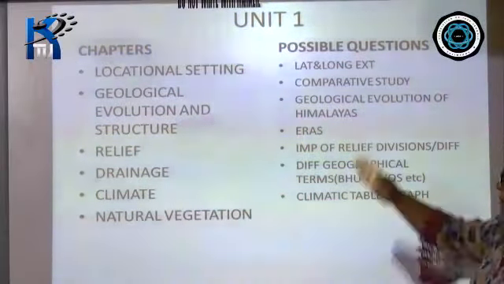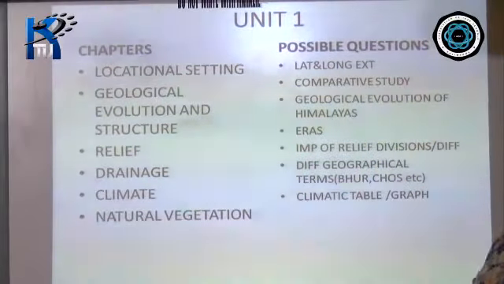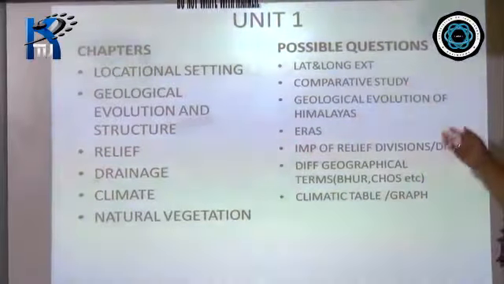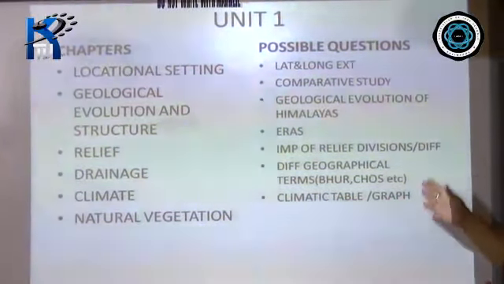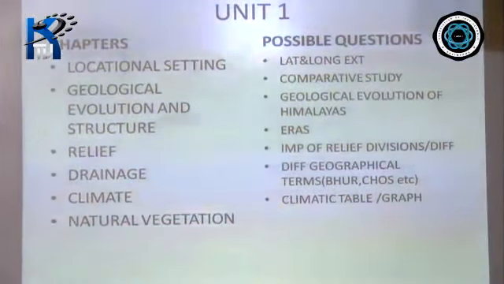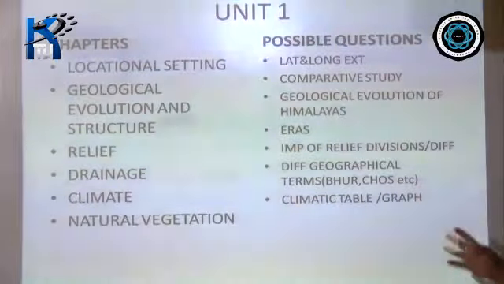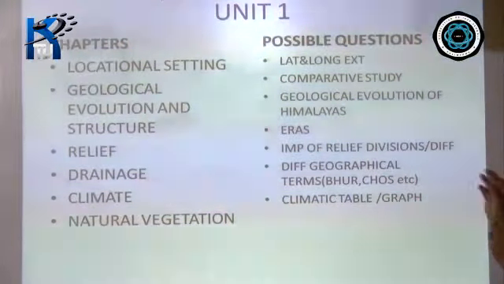Now, the possible questions that might come from these chapters. When I say possible questions, don't rely only on these questions. I will not say these are the questions that will definitely be there; these are possibilities, or these types of questions may be asked. The first one is the latitudinal and longitudinal extent of India.